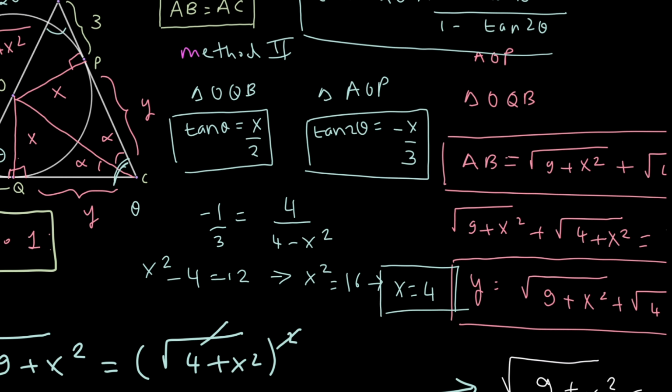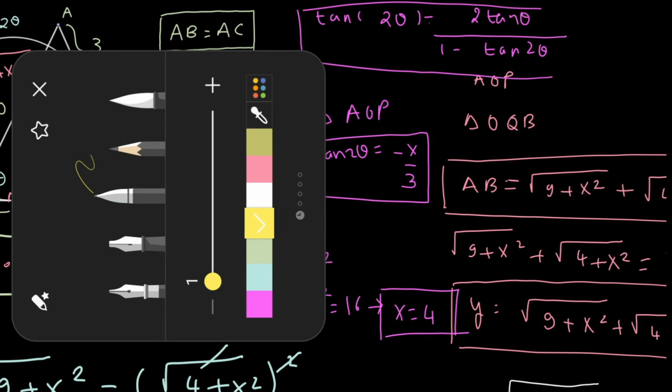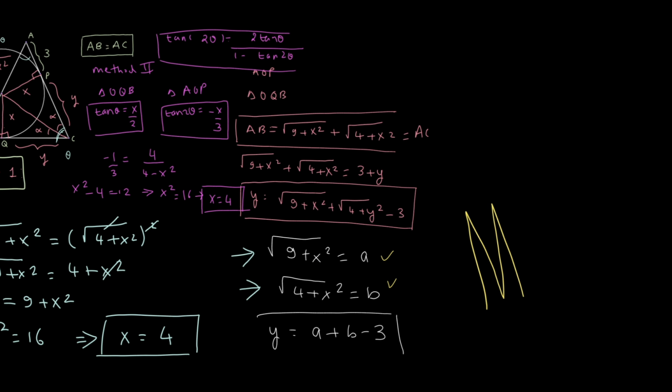So now you can see that by method number 2 also we got the same value of x, that is 4, and this is an obvious thing because both of these methods were correct. One of them was a geometrical method and this one that we just did is a trigonometrical method, whichever you like. So this was my way to solve this particular question.